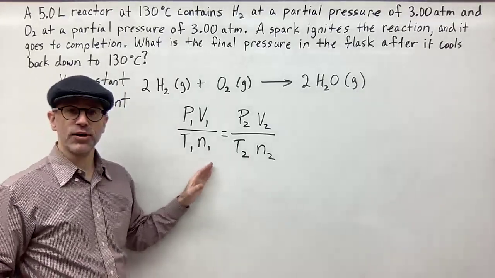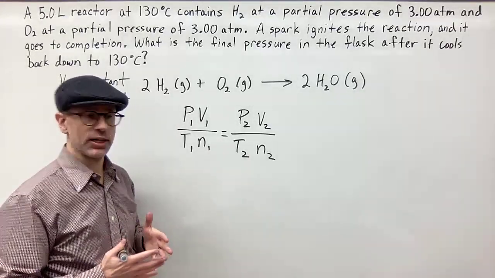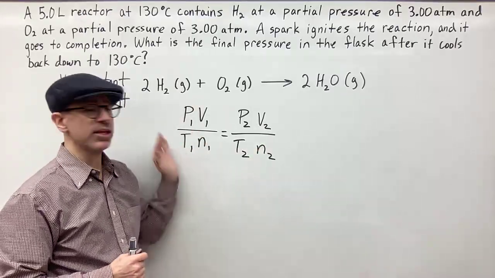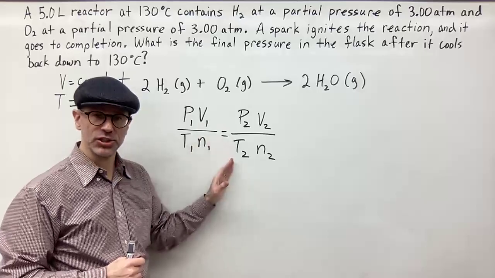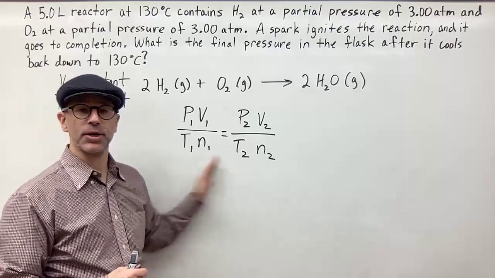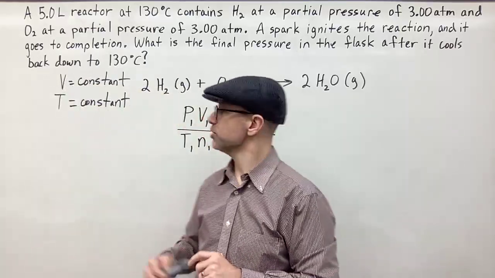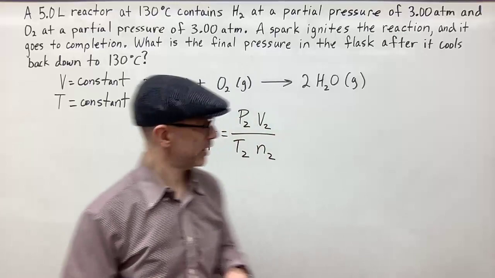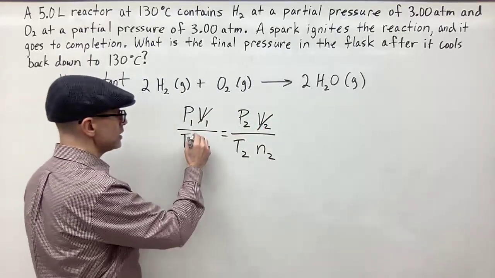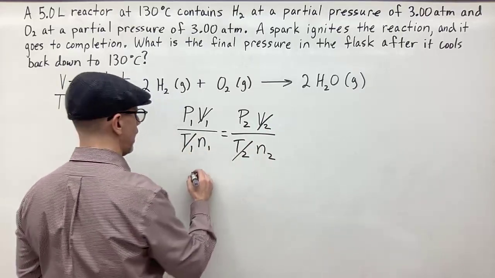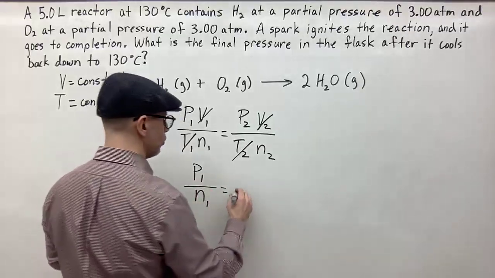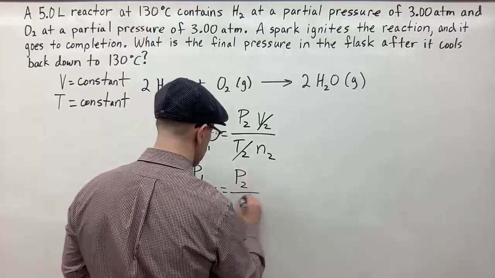In order to figure out what gas law is involved here, we are going to eliminate from the combined gas law equation the properties that are constant. So we're going to eliminate volume and temperature. V1 and V2 are eliminated, T1 and T2 are eliminated, and we're left with P1 over N1 equals P2 over N2.